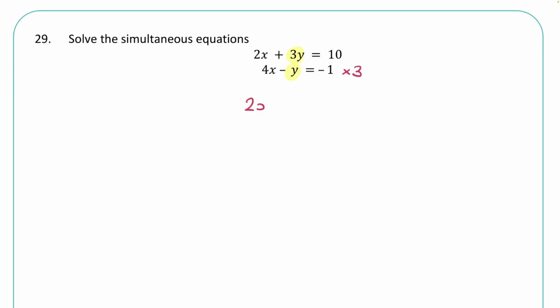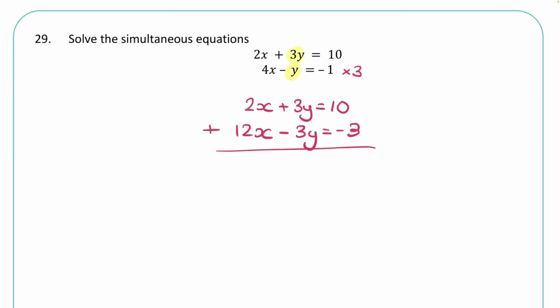So the top one's going to stay the same, 2x plus 3y equals 10, and the bottom one will be 12x minus 3y is equal to minus 3. Now if I add these two equations together, the y's will cancel out. We get 14x is equal to, and 10 add negative 3, particularly little steps like this, just type it in on the calculator. 10 add minus 3 is 7. And there we go. So we get 14x is equal to 7.